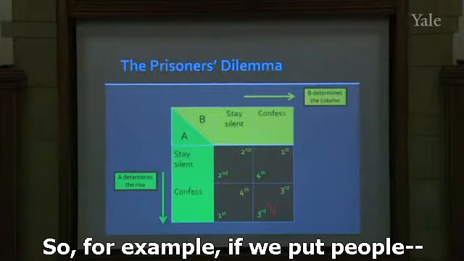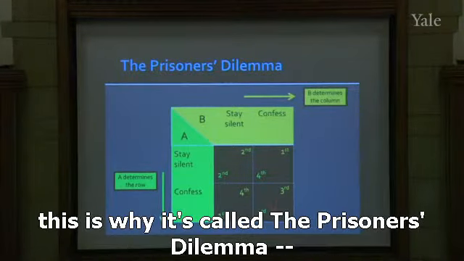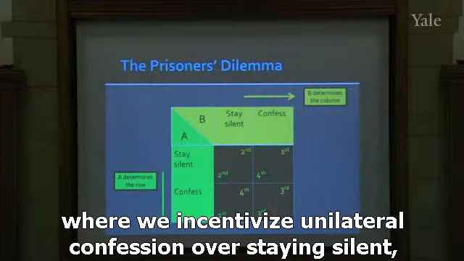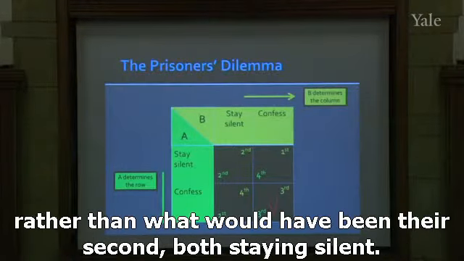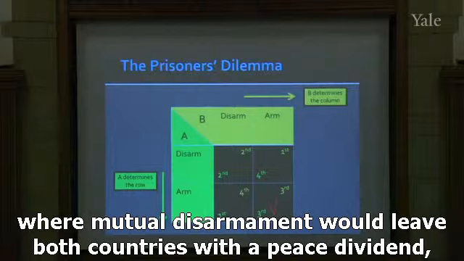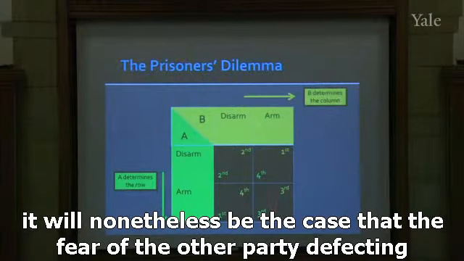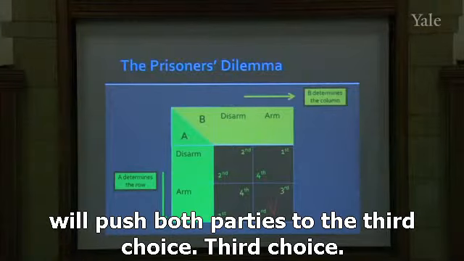So, for example, if we are police officers, and we put criminals in a dilemma, this is why it's called the prisoner's dilemma, where we incentivize unilateral confession over staying silent, it will turn out that both prisoners will be motivated to confess, ending up with their third choice rather than what would have been their second, both staying silent. If we are in a nuclear arms race with another country, where mutual disarmament would leave both countries with a peace dividend, it will nonetheless be the case that the fear of the other party defecting and the fear of perhaps ending up in one of these cells will push both parties to the third choice.